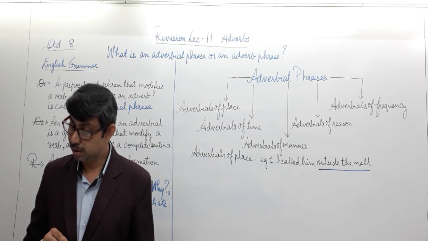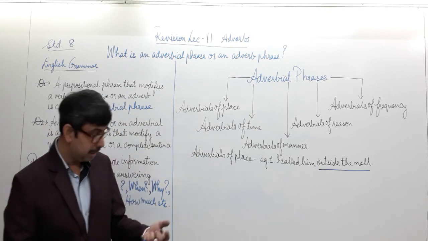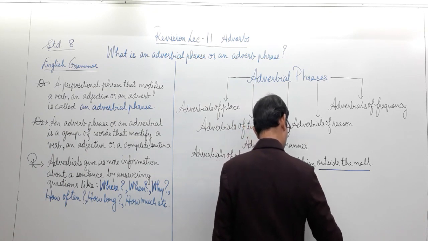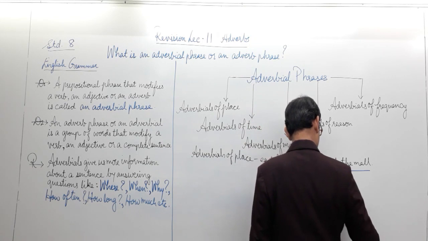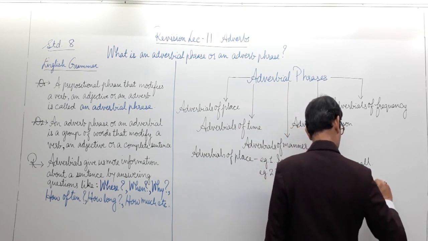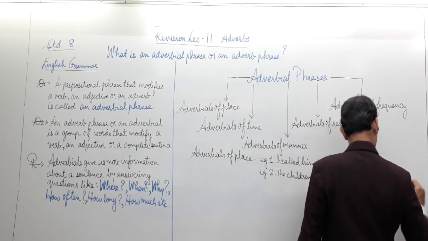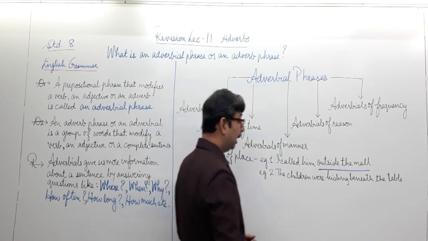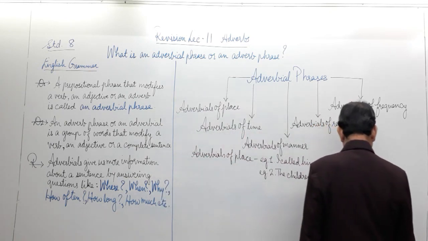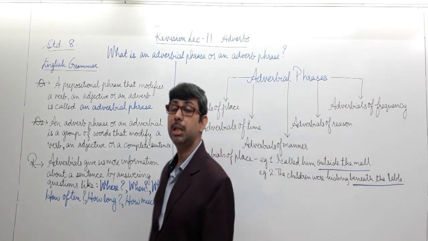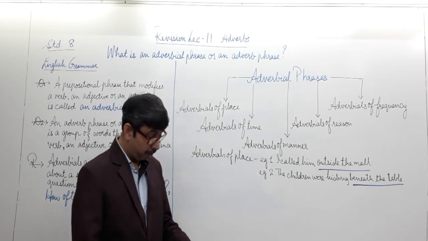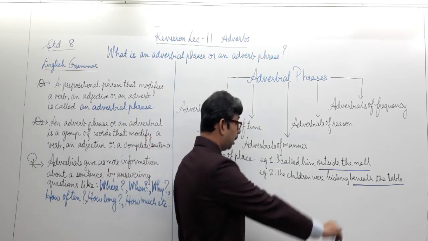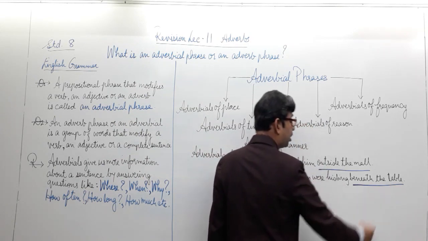Moving ahead to the next example of a similar type: the children were hiding beneath the table. Find a word, beneath, showing the place where the action of hiding was taking place, beneath the table. So if I highlight or underline the words beneath the table, it would give me a clear idea and understanding about where the children were hiding. So, beneath the table becomes the adverbial phrase.